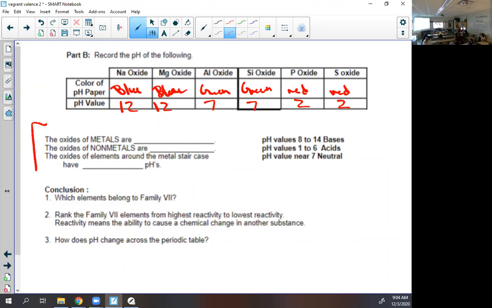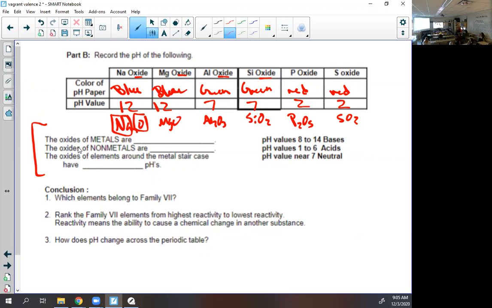And so what we would learn in this lab is the oxides. If you'll all just look, Na oxide, Mg oxide, Al oxide, all of these things are when we're bonding them with an oxygen. So this would be Na2O, MgO, Al2O3, SiO2, P2O5, and SO2. That would be the formula of those things. All of them are the oxide.